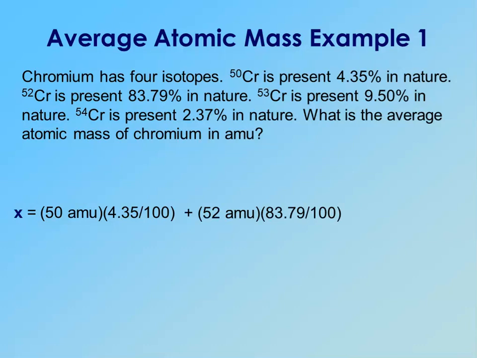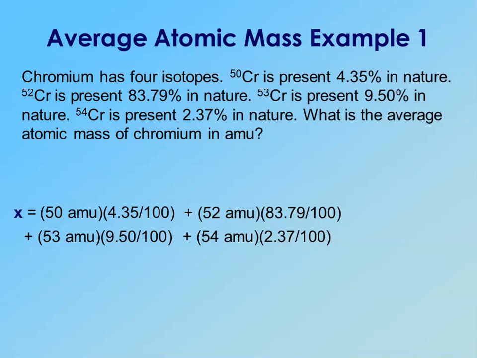So we're going to do that for the other 3 isotopes. There's 52 AMU for chromium 52, so 83.79% of the time. 53 AMU for chromium 53, 9.5% of the time. And then finally 54 chromium, which is present 2.37% of the time.